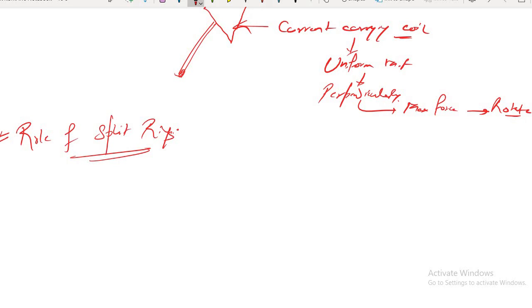My dear, first of all, tell your name. Sir, Shaurudeep. Okay, tell me. The role of the split ring is to reverse the direction of current. Alright, anybody else? Everybody agrees with this? It reverses the direction of current. It is called a commutator. Alright, split rings are also called a commutator.